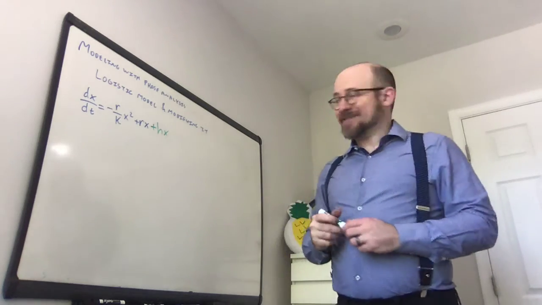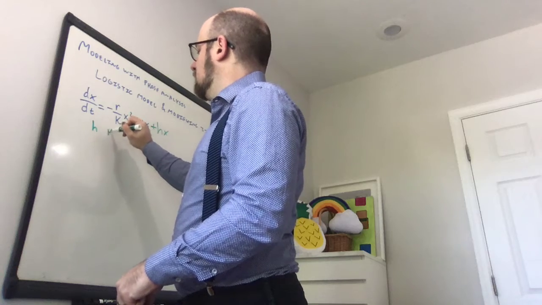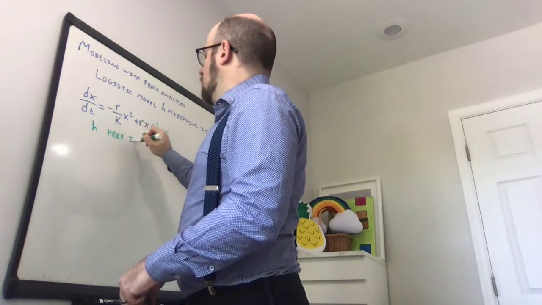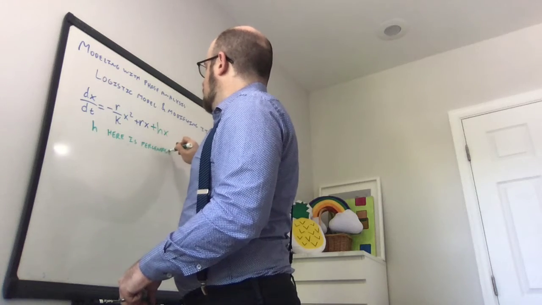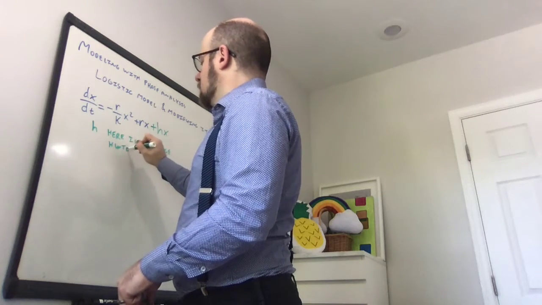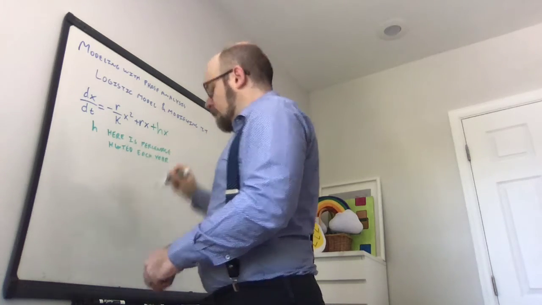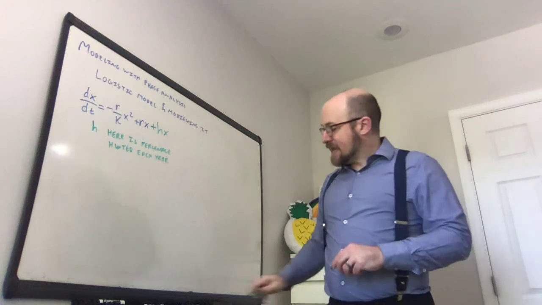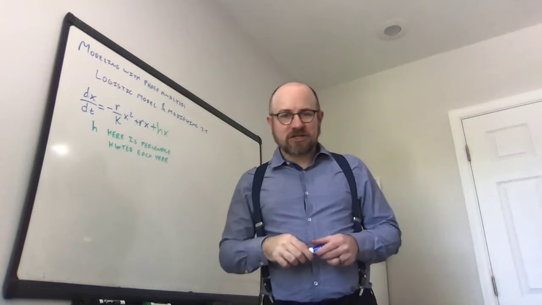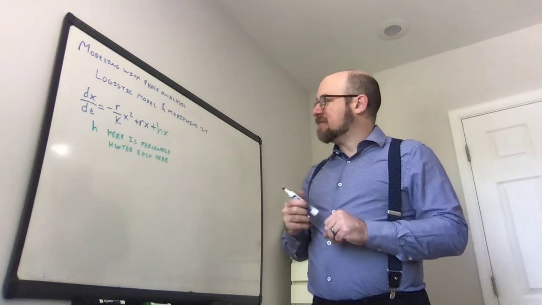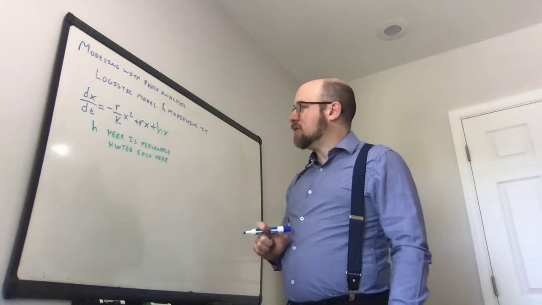What does that get us as a model? H here is the percentage hunted each year. Okay? So we can analyze this in the same way. If we had actual numbers, we could just go ahead and graph this. Since we don't, we're going to need to be a little bit more careful in how we do this.